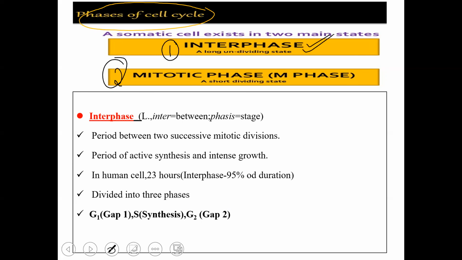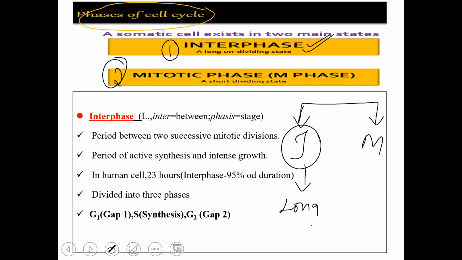So when we talk about the cell cycle, we know that it is divided into two phases. One is the interphase, another one is the M phase. So this is the longest phase, and this is the shortest phase. Why I'm stressing this is because, again, within interphase there are phases, and among the three there is a longest phase. So we'll see which is the longest and which is the shortest period in case of interphase.